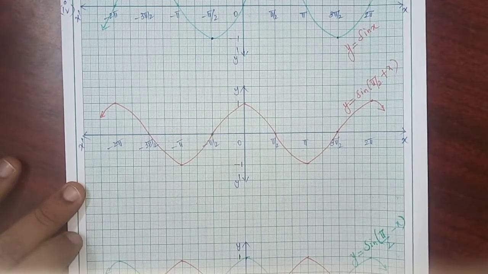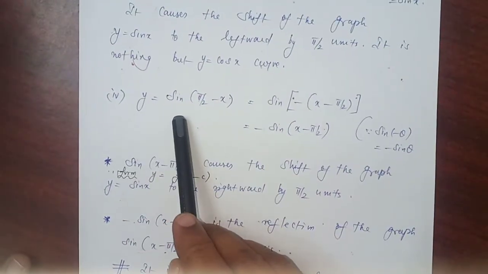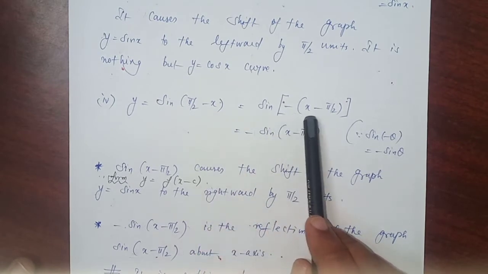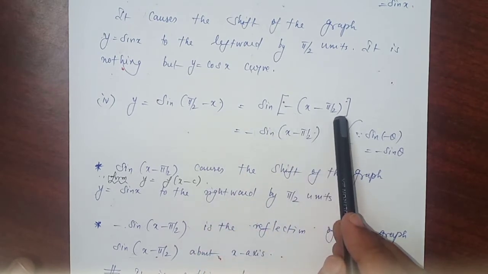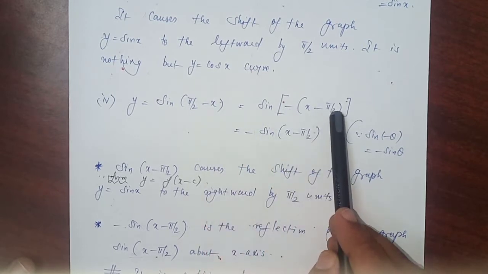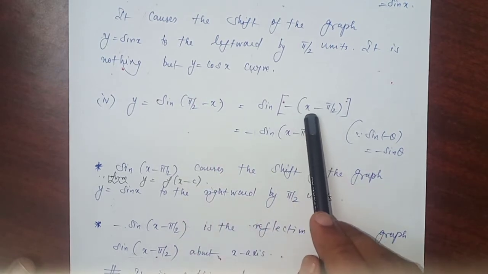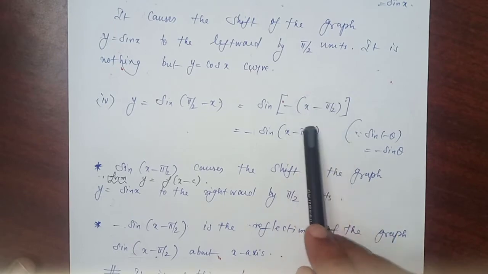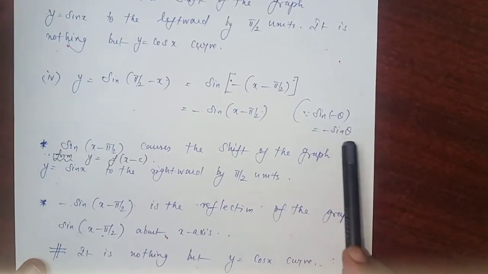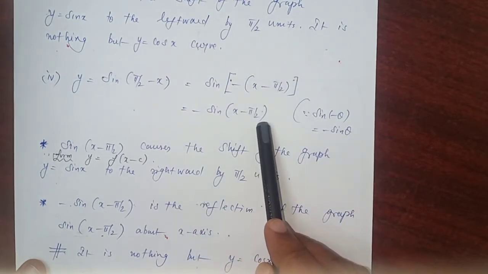Now subdivision number 4, the last subdivision. Listen, y is equal to sine of 90 minus x. Sine of 90 minus x can be written as sine of minus of x minus pi by 2, because minus into minus pi by 2 gives plus pi by 2. Now I am considering x minus pi by 2 as theta. So what form is it? Sine of minus theta. You know that sine of minus theta is equal to minus sine theta. Which one is theta? x minus pi by 2.